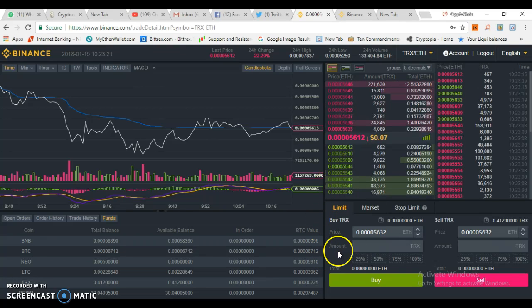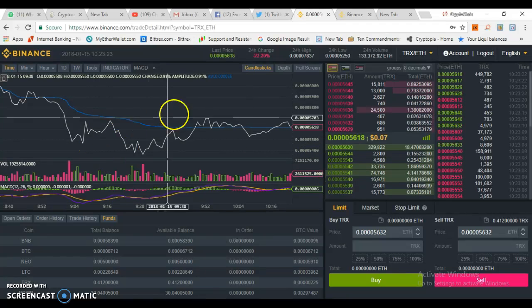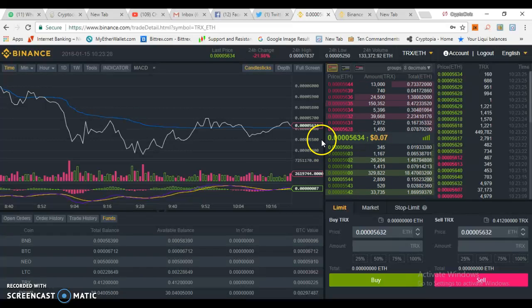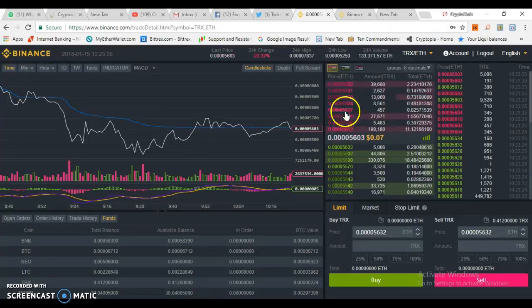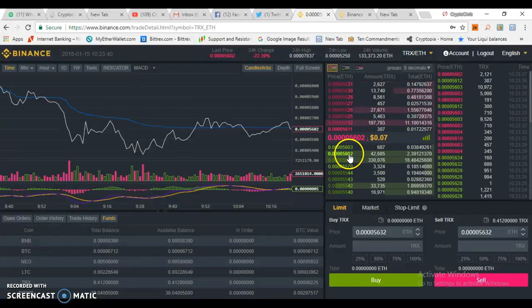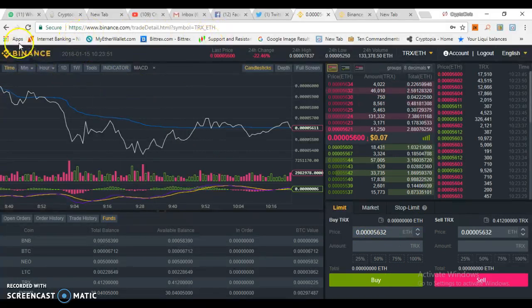There is nothing really special about advanced other than the fact that it has fancy charts and the rest. So we are on the Tron/Ethereum pair. Basically this pink, these are guys that are selling. So these are guys that want to buy, and their proposed price is listed here. But anyway, let's go to the basic.